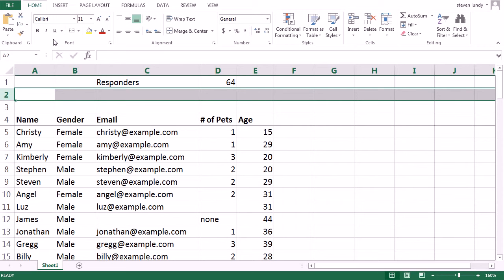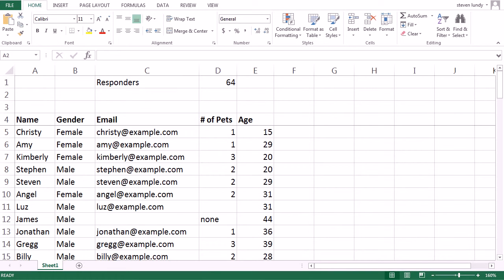Another number we might want to get out of this table is the number of people who own pets. Column D contains information that could help us figure this one out. In this column, each person has either put the number of pets they have, left it blank, or written the word none. If we want to count the number of people who own pets, we can just count the number of cells that have numbers in them. To do this, we can use the count function.